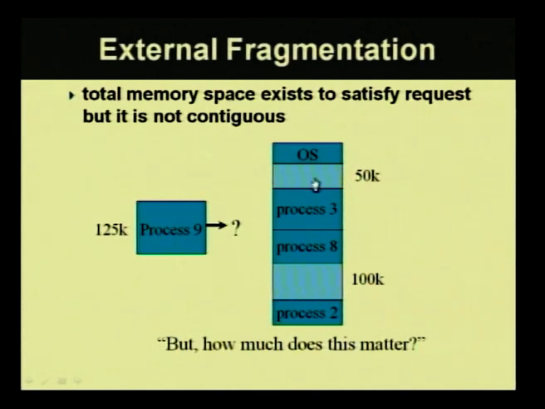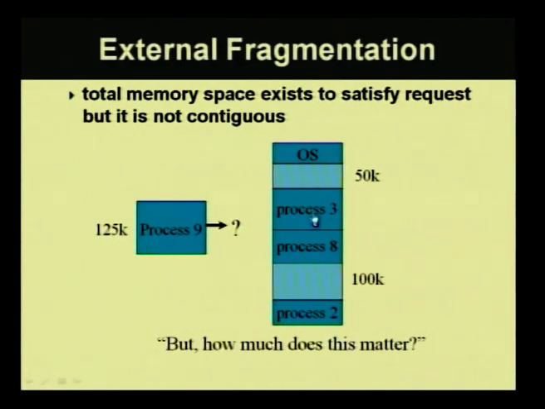Therefore, these both are called external fragments. These must have been created after a 50K process going out of this place and a 100K process going out of this place. Now, in total there is 150K, but it is in two different parts, therefore it cannot be allocated to this particular process.